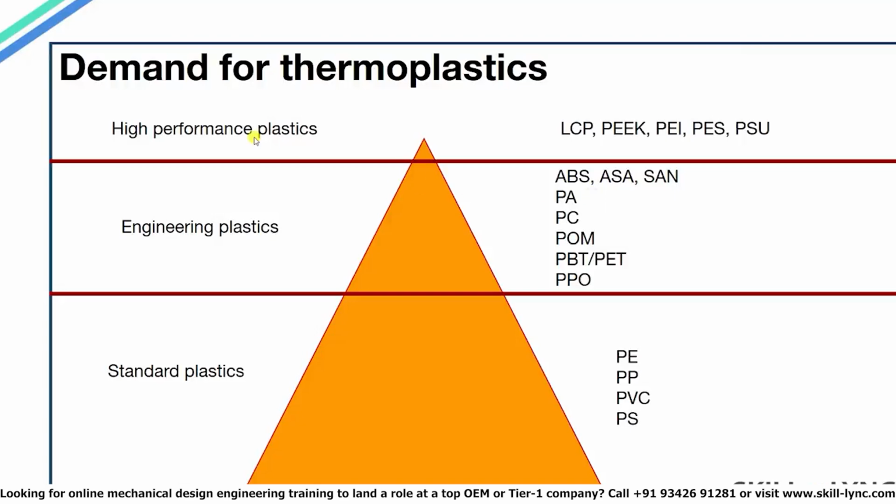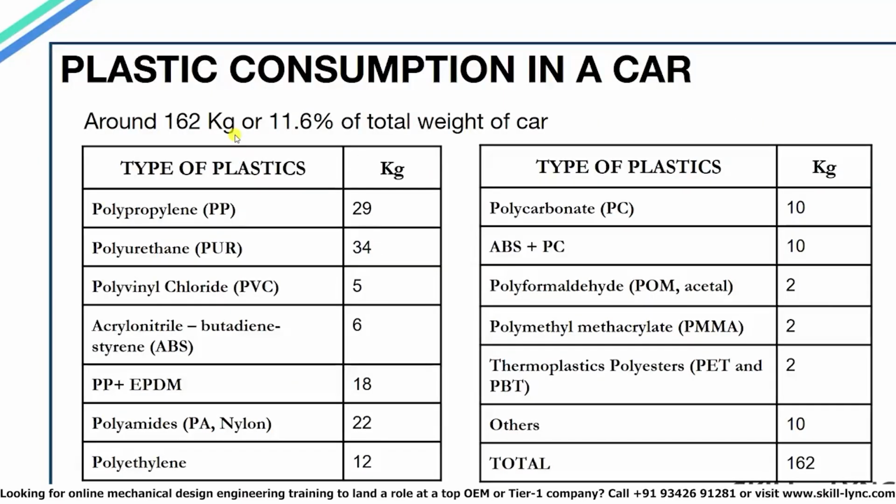High performance plastics are used in applications requiring very high temperature stabilities and high strength. I had previously mentioned that the weight of plastic in a car makes up about 10 to 15% of its total weight. This table here shows the weight distribution of various types of plastics being used in the manufacturing of cars. You can take a look at the table, it's pretty self-explanatory.